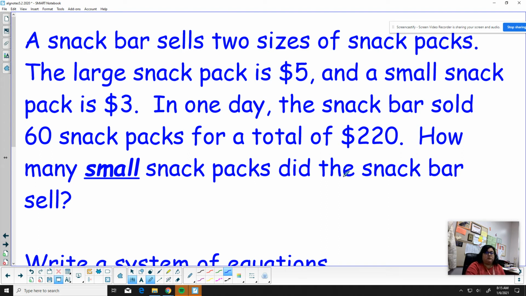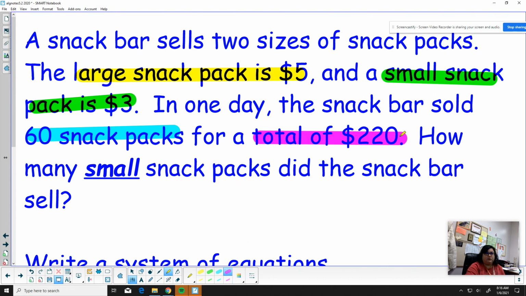All right, let's go ahead and do this story problem, and then we'll be done. It says a snack bar sells 2 sizes of snack packs. The large snack pack is $5, and the small snack pack is $3. In one day, the snack bar sold 60 snack packs, for a total of $220.